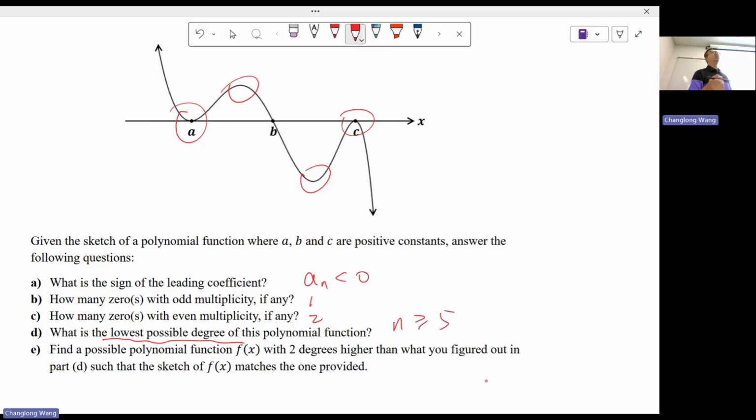But here's a follow-up question. Since the degree has to be at least 5, can it be 6? In this case, for the graph that you see over there with this kind of end behavior, we have an even degree polynomial with a leading coefficient that's negative. Rosalie? Why not?